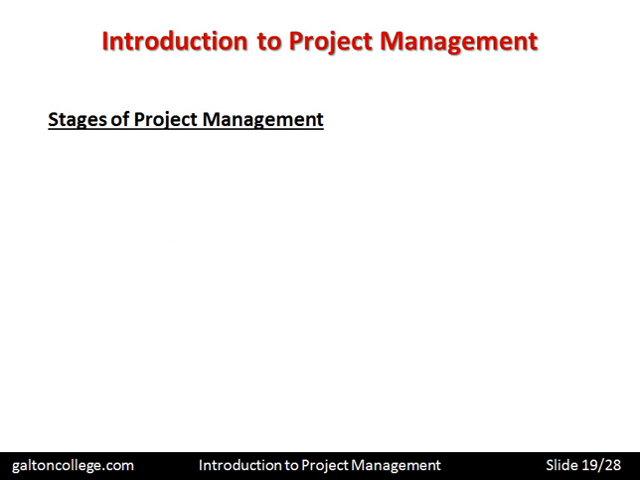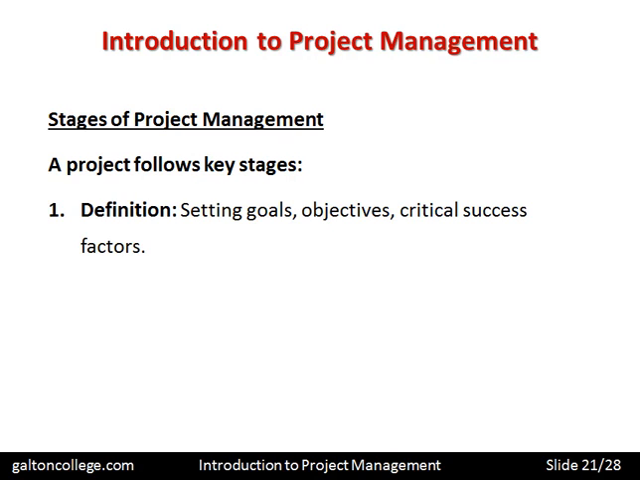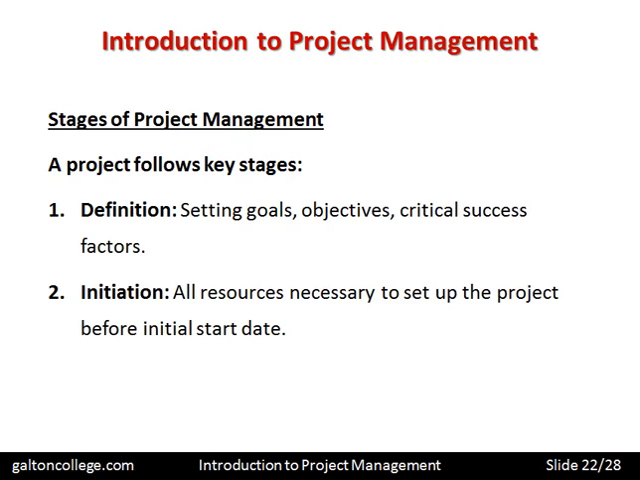Now, stages in project management. Well, project management follows the following stages. Definition. There has to be a definition of the project. What is the project about, setting goals, objectives, critical success factors. What is the project attempting to do? So there must be a definition. It must start there. Otherwise, it has no objective. It's just drifting. So it must have clarity right at the start. The goals must be set. What's it trying to do?